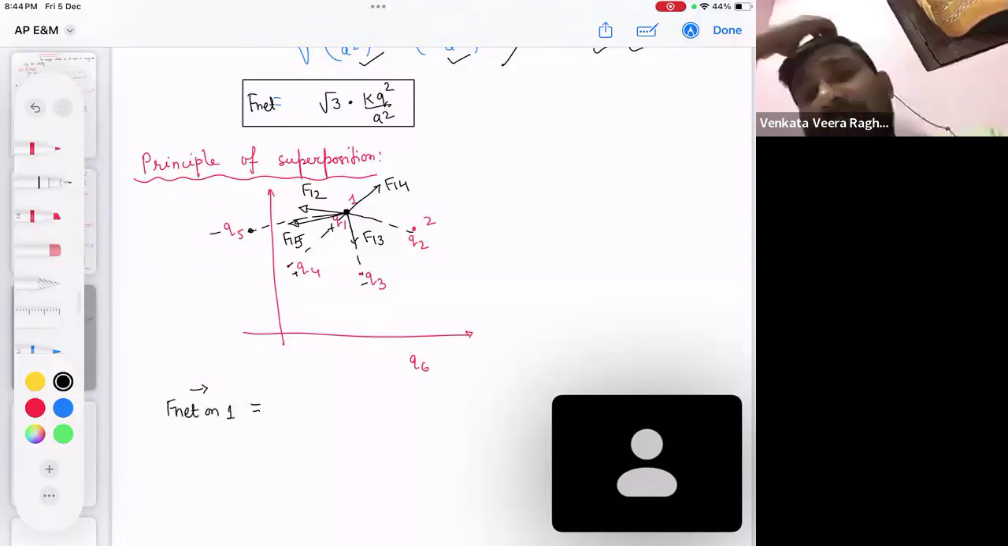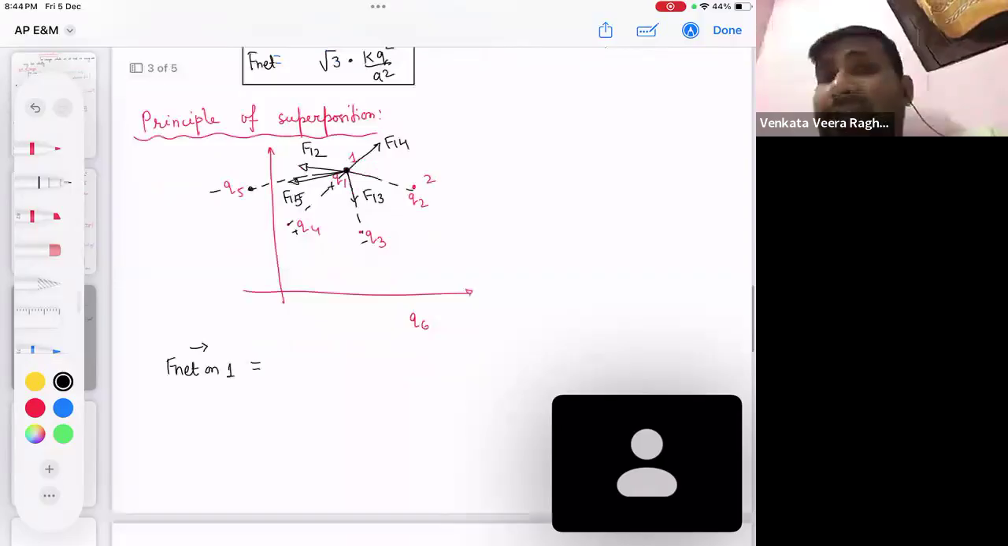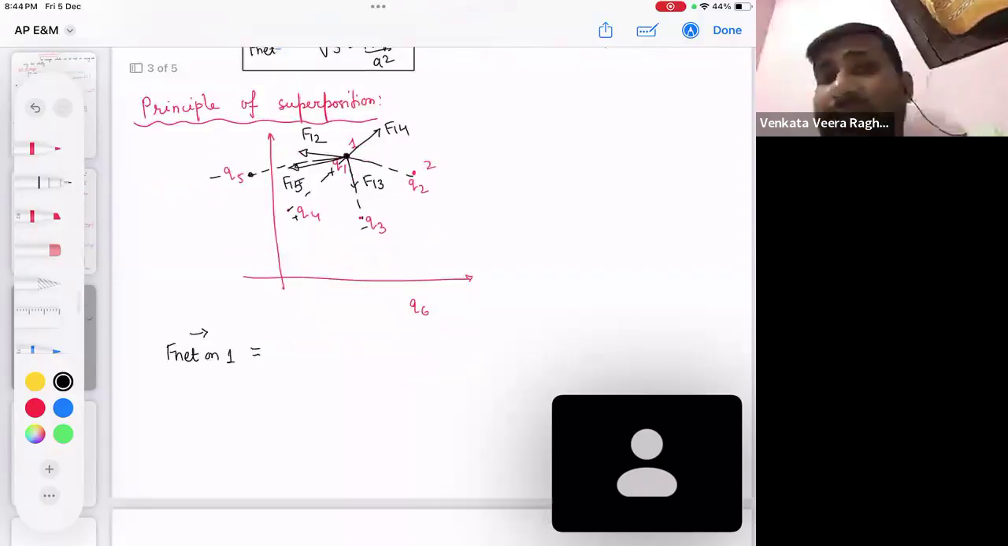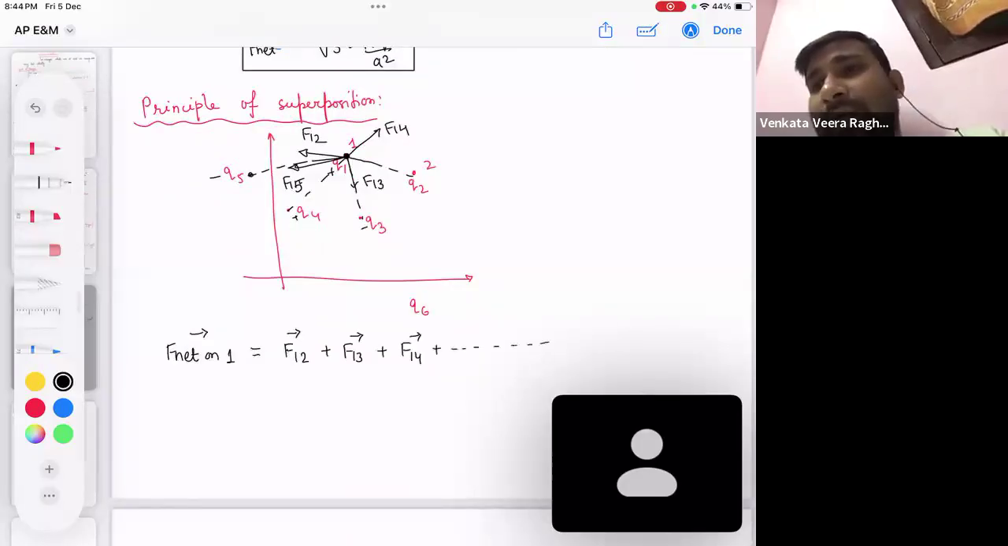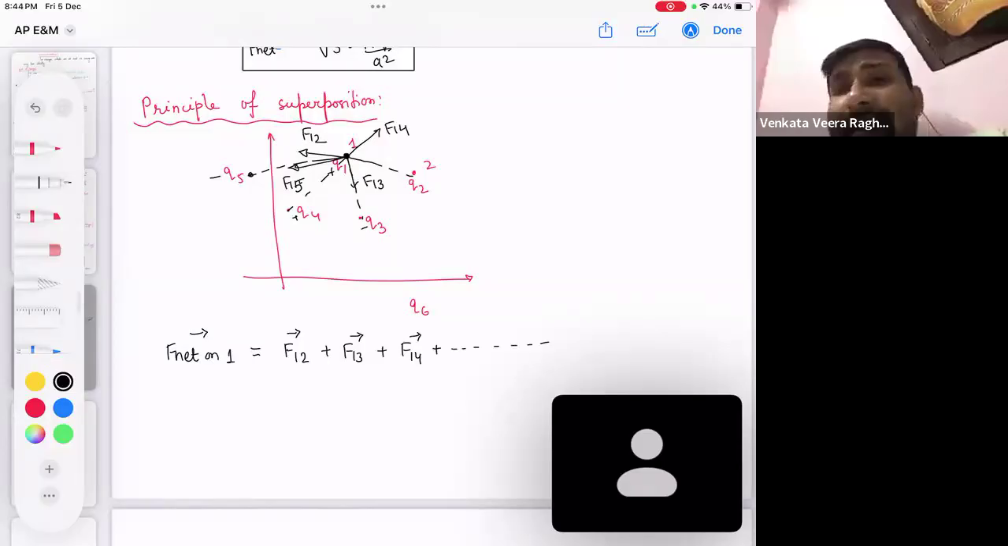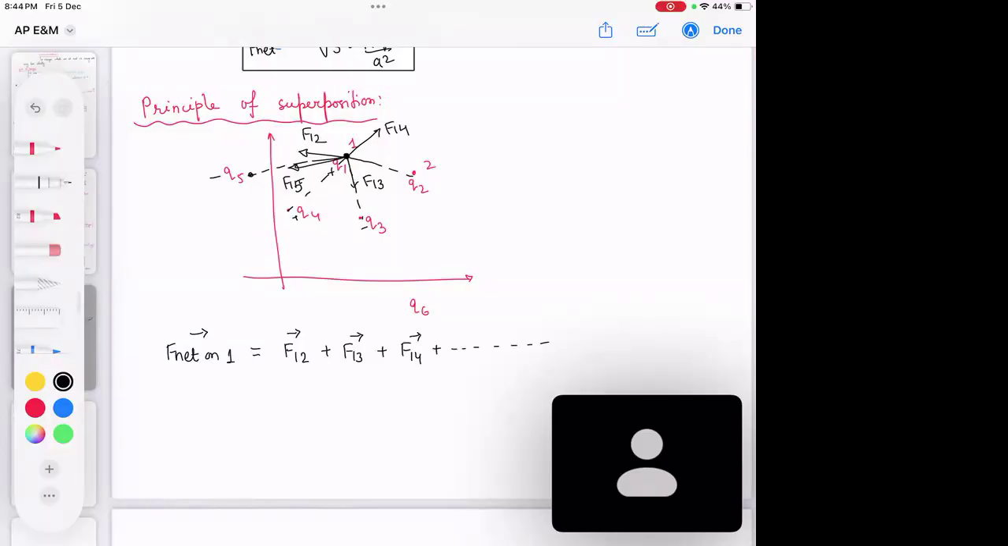This charge particle is experiencing many forces, forces due to many other charge particles. So should I do one thing? I should find out force on 1 due to 2 plus force on 1 due to 3 plus force on 1 due to 4, and so on. But you see, did I just add the forces? Did I just add their magnitudes? Or did I write this arrow kind of thing? What does that represent? Vector.